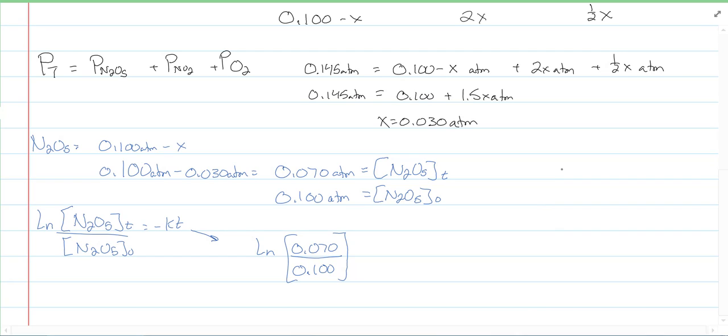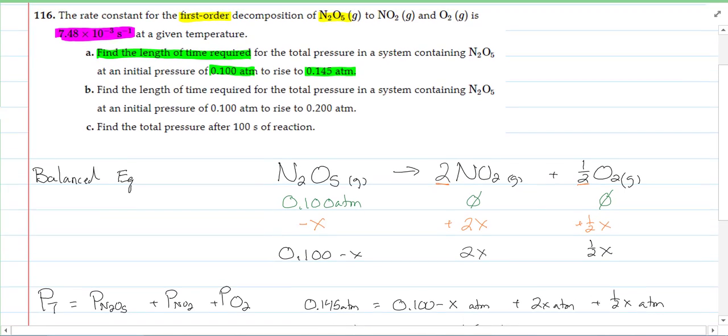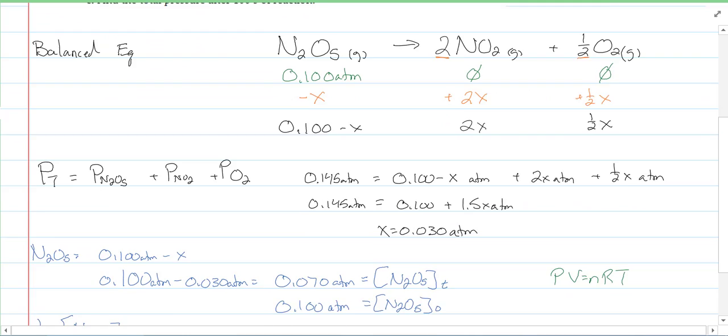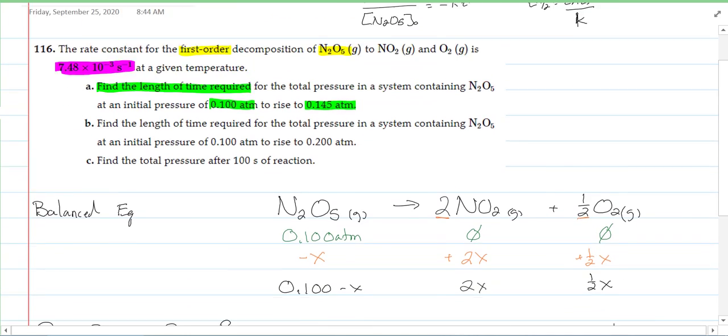Well, we know PV equals nRT. Is the temperature changing at a given temperature? No. The temperature is not changing. So we know the temperature is not changing. R doesn't change. Is the volume changing?